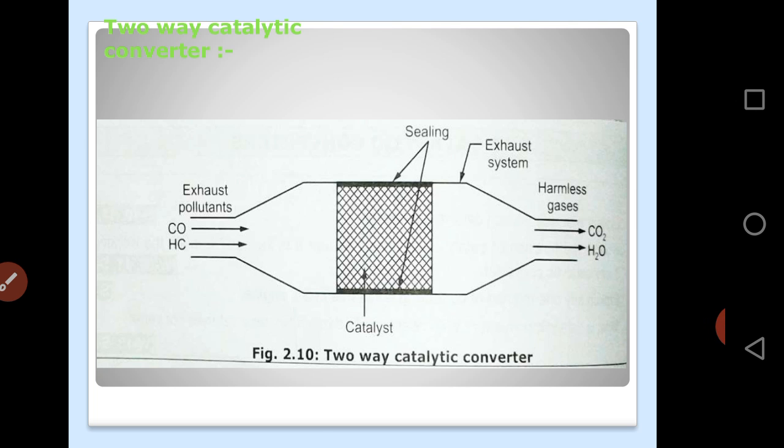We are using catalysts such as rhodium, platinum and palladium. We use the properties of these catalyst materials so that we can convert the harmful gases into harmless gases. The first one is rhodium, and we use this rhodium as a catalyst for converting oxides of nitrogen.